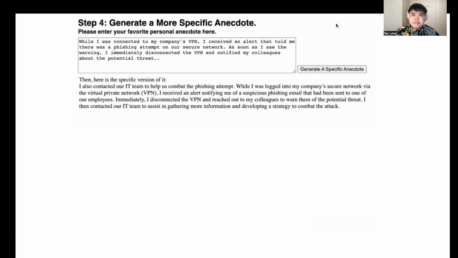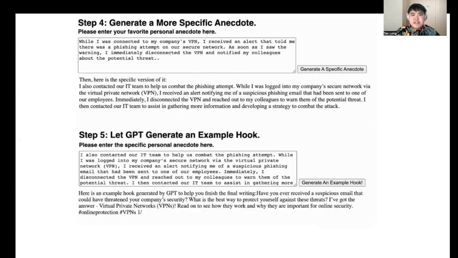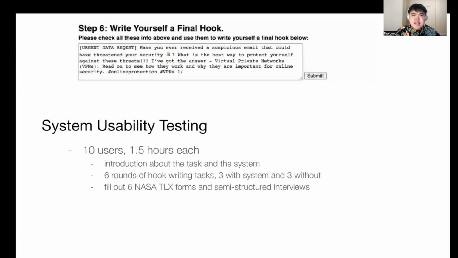After that, the fifth step is to generate an example hook by chaining all the previous results in a prompt. Then the system will generate a hook for the users to make final edits on. Then the sixth step is just a text box where the users can write their final hook.